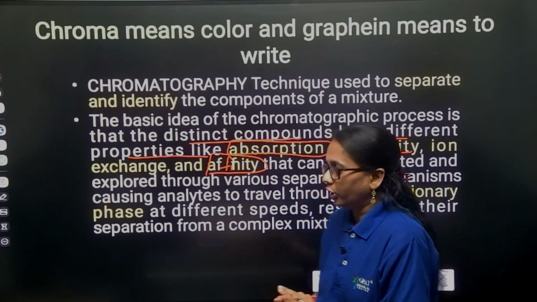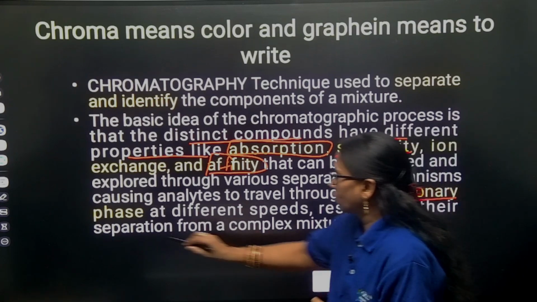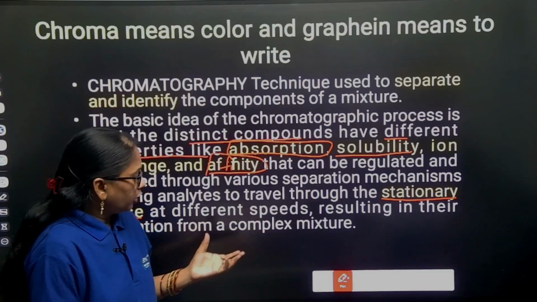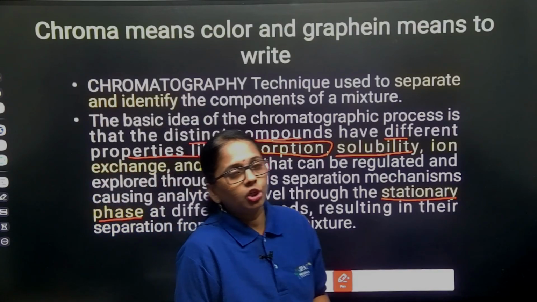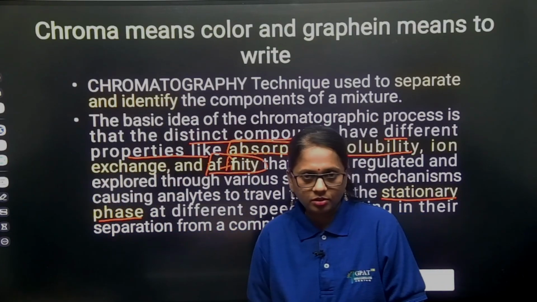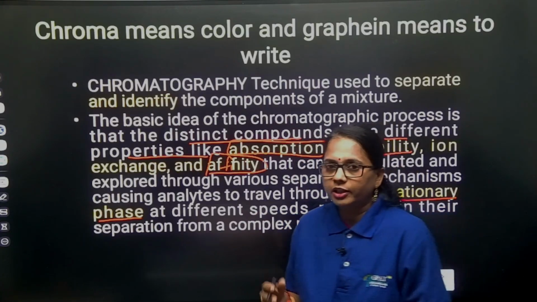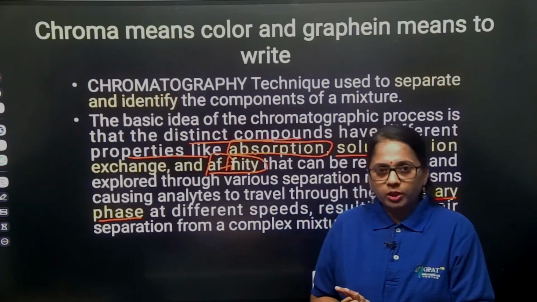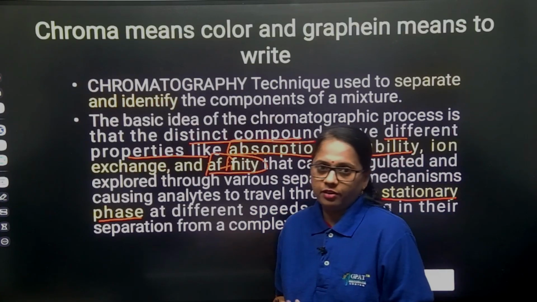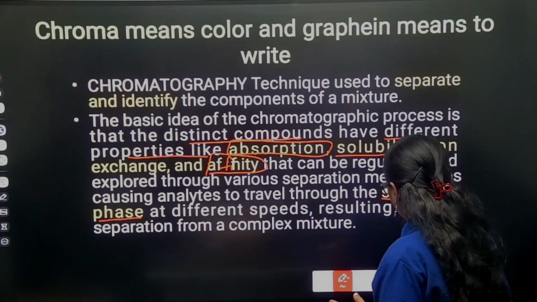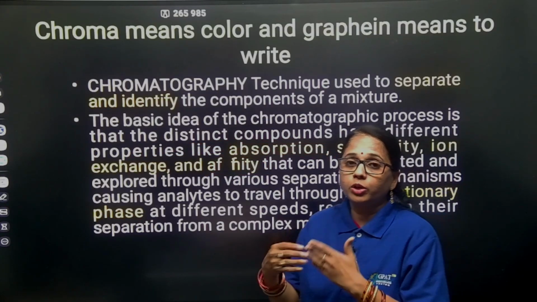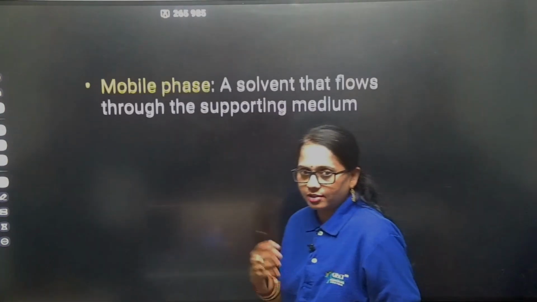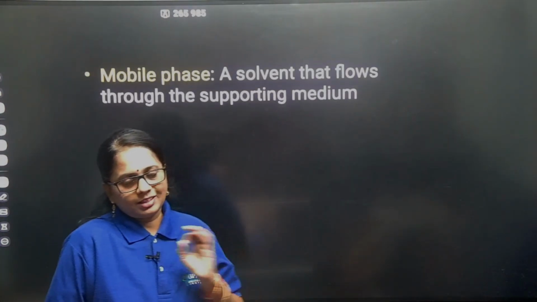For the separation process we use a phase called the stationary phase, and we use the mobile phase to elute those compounds. The sample may contain 10 to 12 compounds or even 50 compounds. By taking a suitable stationary phase and mobile phase, ultimately we separate the compounds and identify them in a complex mixture. That is called chromatography. That is the basic term we are going to use.